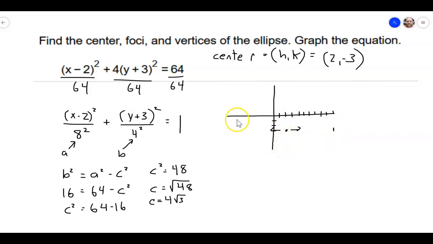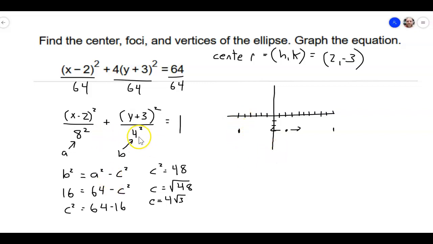And then we can also subtract 8 from that. So 1, 2, 3, 4, 5, 6, 7, 8. So that's at -6. You could also just do 2 minus 8, which is -6. And it's going to go through this point here.